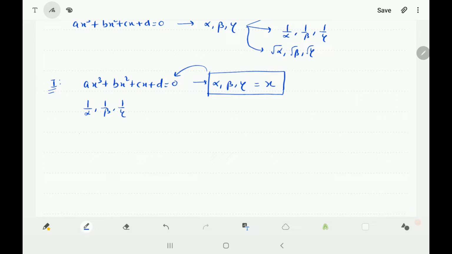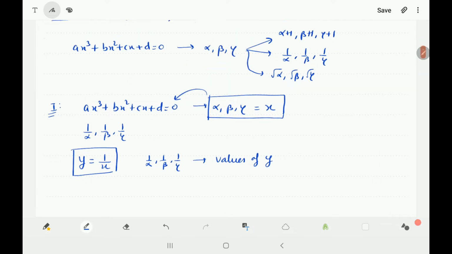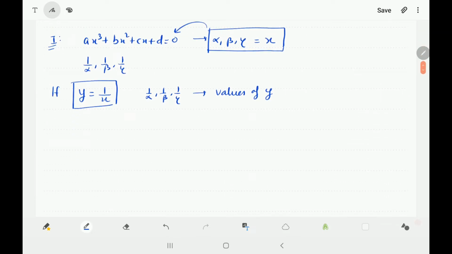Now I'll try to find out an equation in y, the value of which is 1 by x. Now my roots will be 1 by alpha, 1 by beta, 1 by gamma, which are the values of y, because I have taken y as 1 by x. So if y is equal to 1 by x, then x will be equal to 1 by y. Now I'll substitute this in the parent equation. The parent equation means the equation which was given.